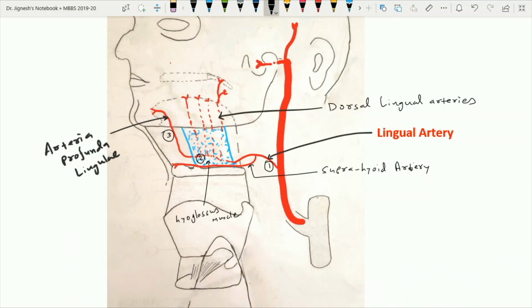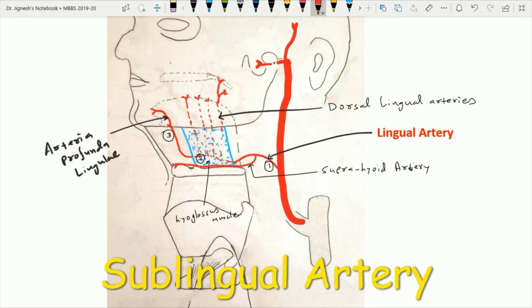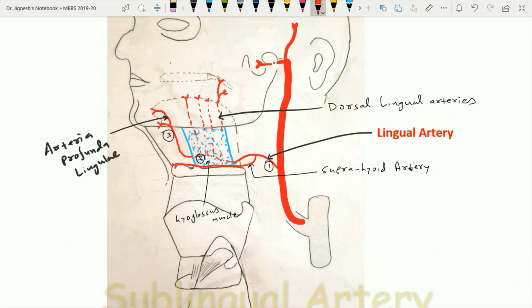And from the third part of the lingual artery, that is the arteria profunda linguae, one sublingual branch arises, and this sublingual branch is going to supply the sublingual gland as well as the floor of the mouth, and going to anastomose with the sublingual branch of the opposite lingual artery.